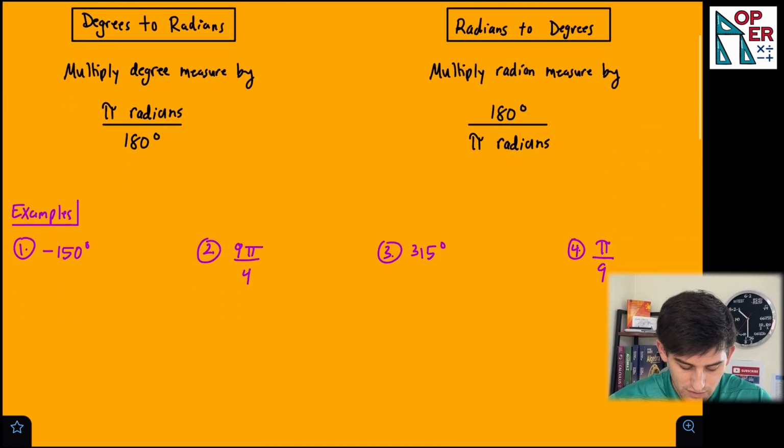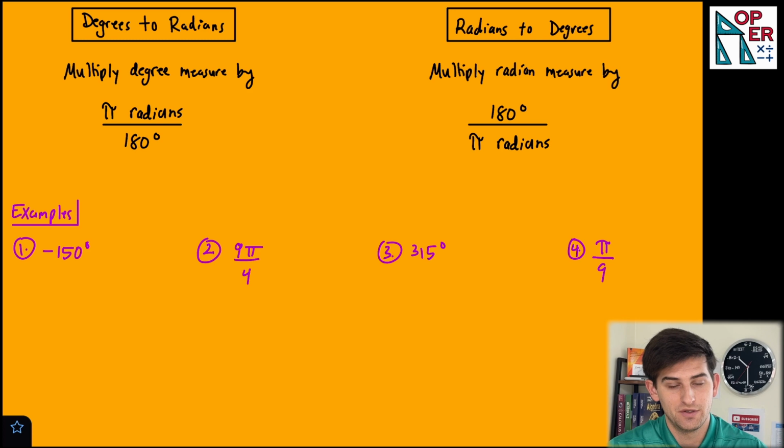So let's take a look at 4 examples here. 2 where we're going from degrees to radians, that would be our odd examples, 1 and 3, and from radians to degrees, which would be 2 and 4. So how do we know which one's which? Well, if we're going from degrees to radians, we're going to see our degree symbol there. If we're going from radians to degrees, we're going to have pi in our initial measurement, okay?